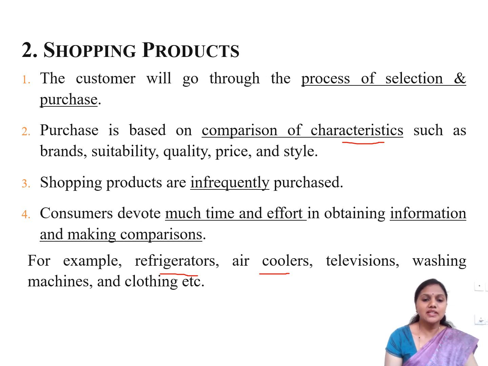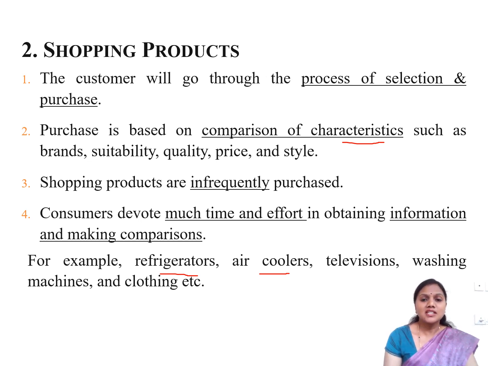That means you will not buy these products again and again because they are very costly. TV, refrigerator, washing machine, they are very costly. You will buy only once in a lifetime. Maybe after 10 years another TV may be bought, right? So for a few years, normally another TV will not be bought.